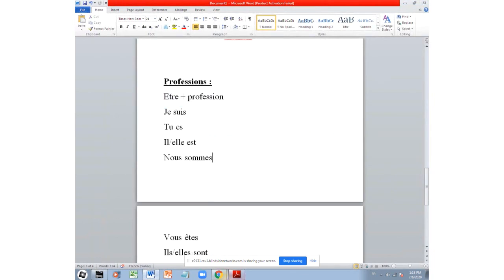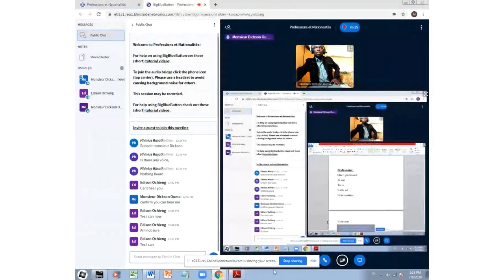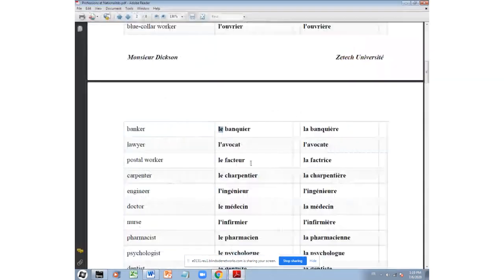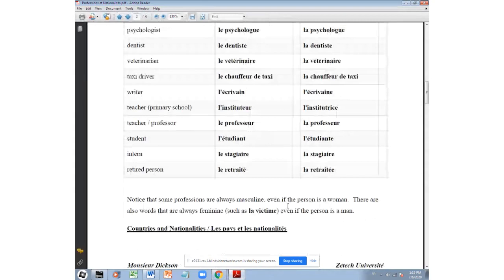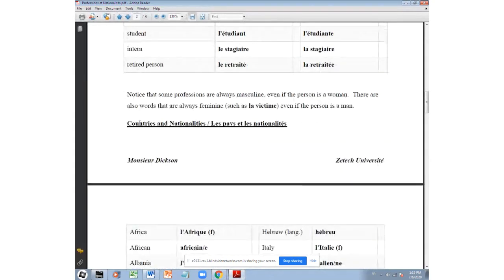And I want to wind up this class by talking about nationalities, kindly. I'm just going to guide you. It is a well-explained document. So countries and nationalities. Countries, in French we say le pays, okay?